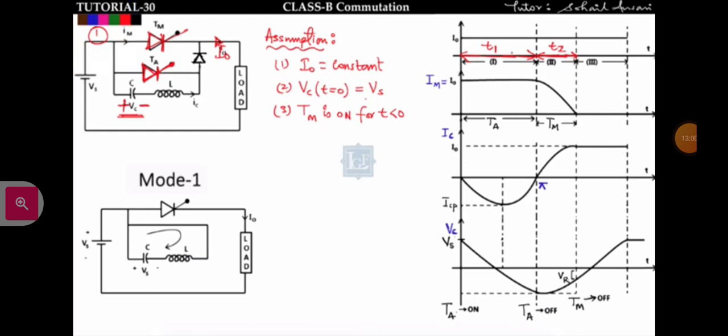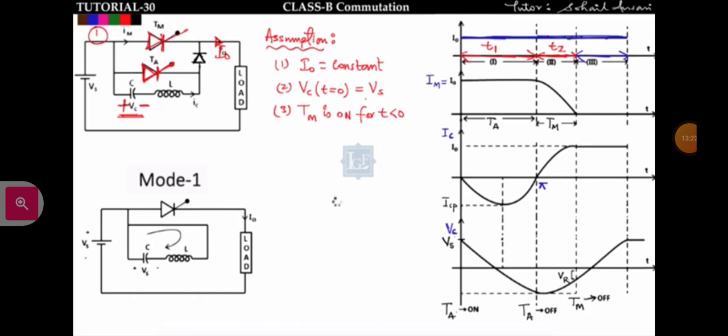You can see in the waveform this is I0. This I0 is constant and it is ripple free. So this circuit is operating in three modes. Mode 1 starts from 0 to t1, mode 2 lasts for t2 duration, and mode 3 starts from here to here. So we will see each mode one by one.